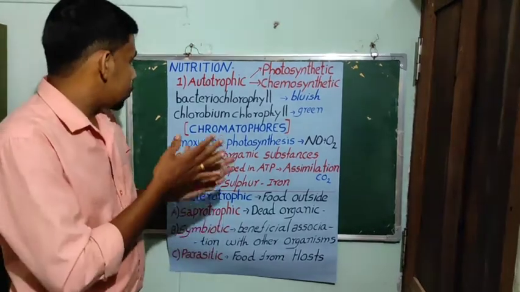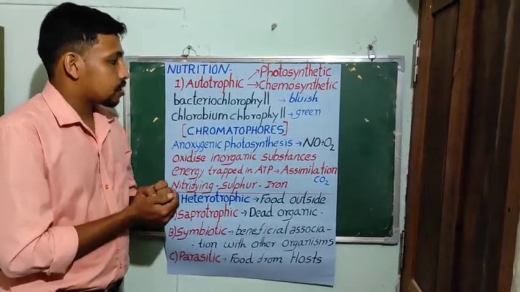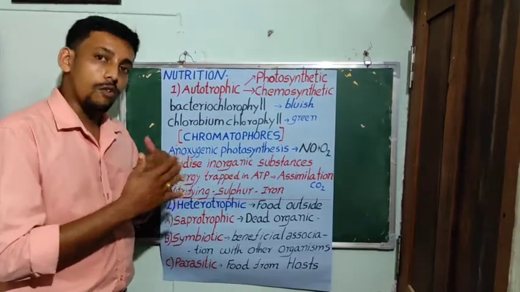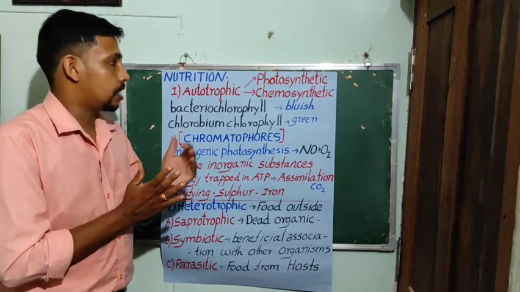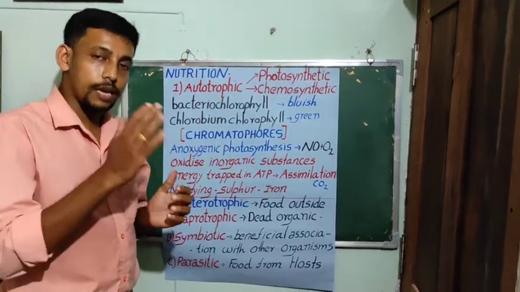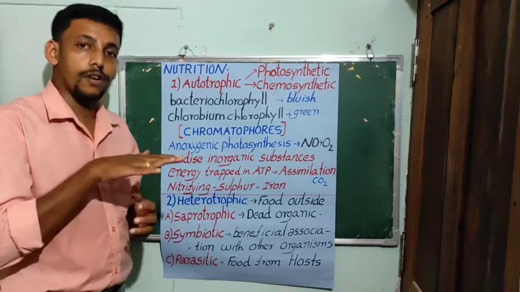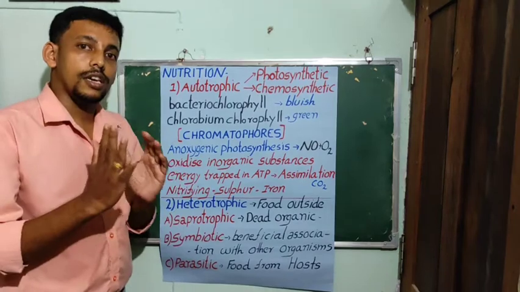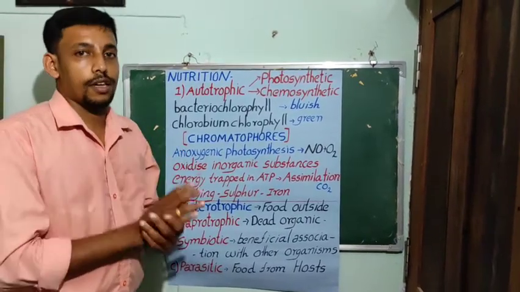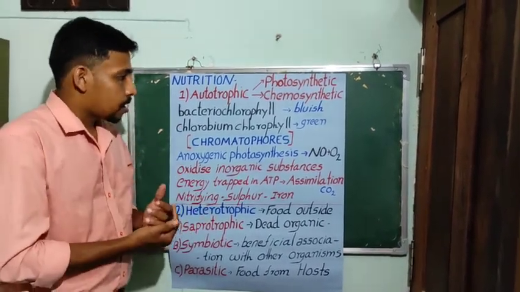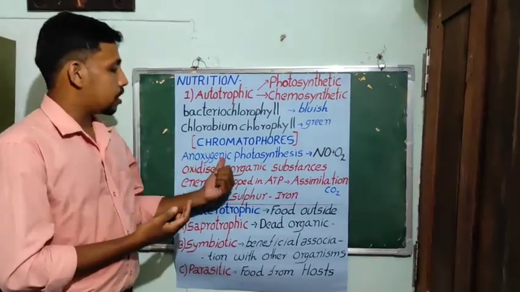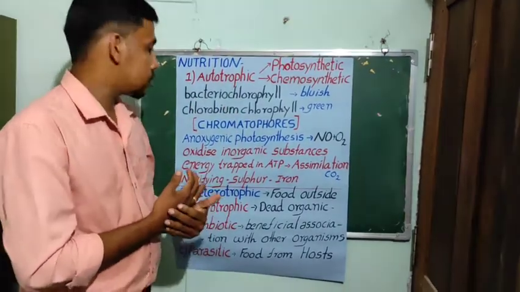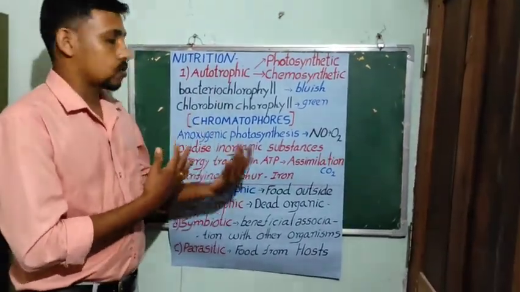In photosynthetic bacteria, no oxygen is evolved during photosynthesis. So that type of photosynthesis is different from the photosynthesis in green plants. It is in contrast to the photosynthesis occurring in the green plants. So this type of photosynthesis is known as what? The anoxygenic photosynthesis. So in photosynthetic bacteria, there is anoxygenic photosynthesis.